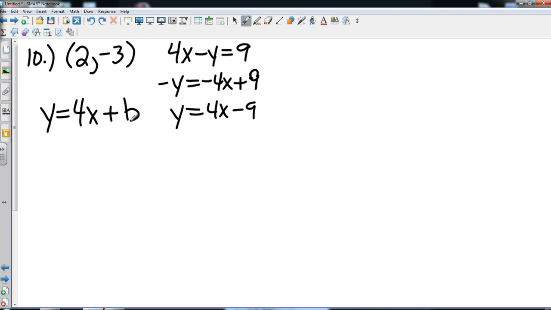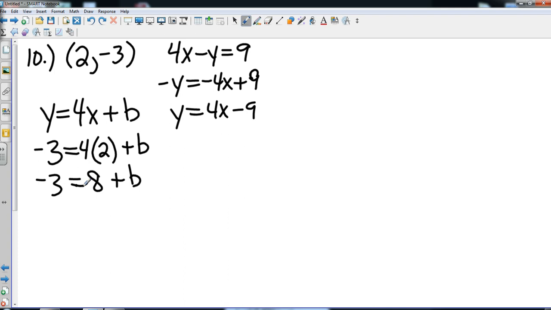How will I find b if I know all that information? Plug it in. What's y equal? What's my y coordinate? Negative 3. What's my x coordinate? 2. So I get negative 3 equals 8 plus b. And what do I do with that 8? Subtract it. So I end up with b equals negative 11. So my slope is 4. My y-intercept is negative 11. What's my equation? Y equals 4x minus 11.